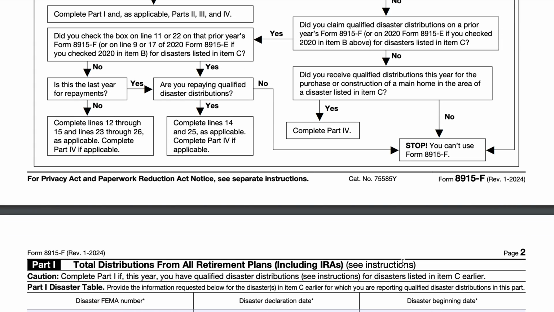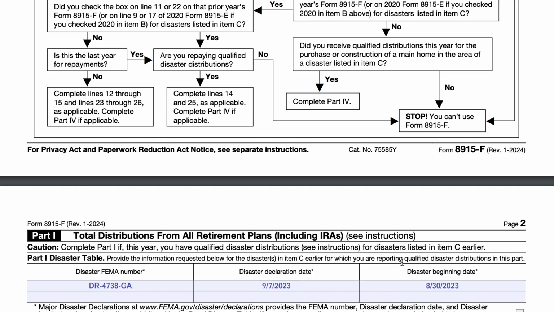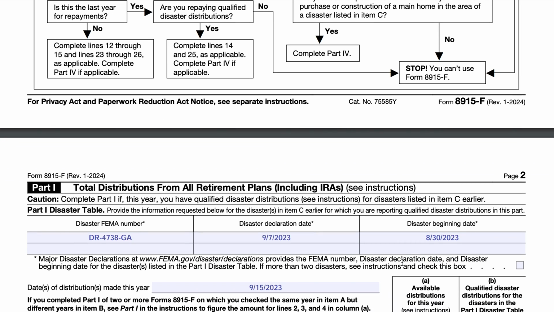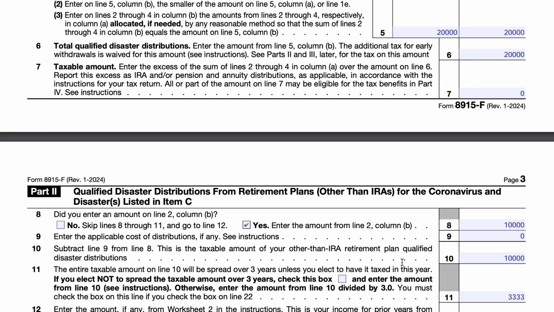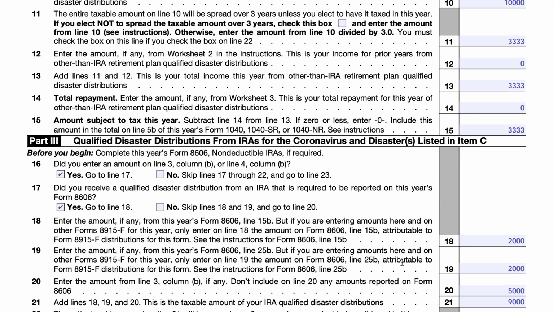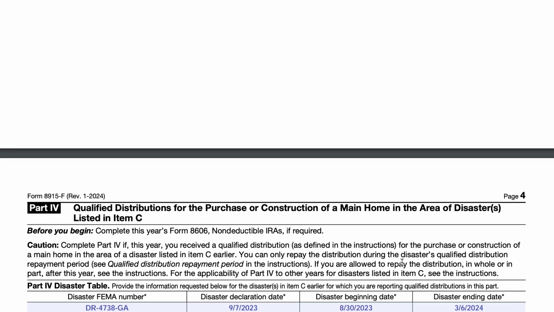Now we're going to briefly highlight the 4 parts of this tax form. Part 1 is the total distributions from all retirement plans. Part 2 is the qualified disaster distributions from retirement plans that are not IRAs, for either the coronavirus or for the disaster or disasters listed in item C. Part 3 would be qualified disaster distributions from IRAs for the coronavirus and disasters listed in item C. And finally, part 4 is the qualified distributions for the purchase or construction of a main home in the area of disaster listed in item C.